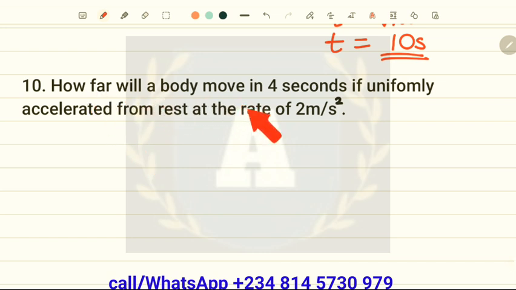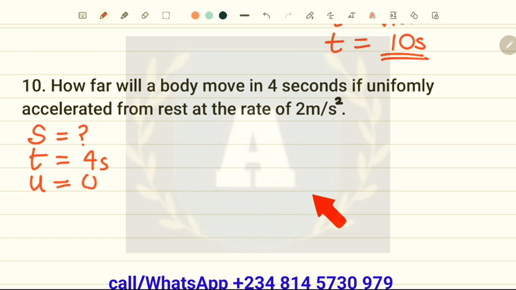It says, how far will a body move in 4 seconds? How far? So what are you asked to calculate when they say how far? That is distance, because distance is defined as how far an object moves. So we want to calculate the distance. A body moves in 4 seconds. The time is 4 seconds, if uniformly accelerated from rest. Initial velocity is 0, at the rate of 2 meters per second square. So acceleration is 2 meters per second square.